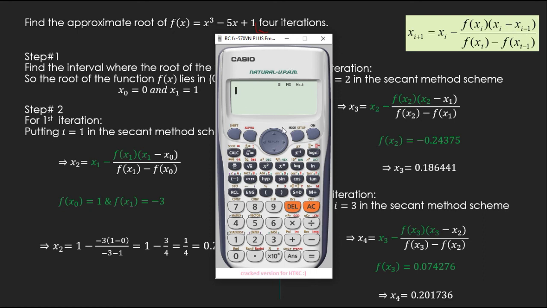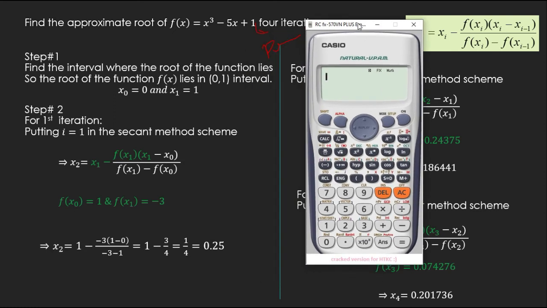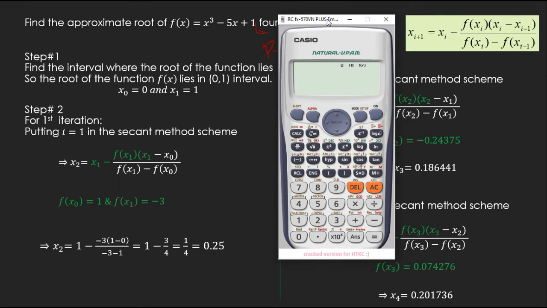So let us take the first guess as a. If I consider my first guess as a, then x0 will be equal to a, and what will be x1? x1 will be equal to b. So here in the scheme we have xi minus f of xi into xi minus xi minus 1. You need to write this scheme in your calculator. So I am trying to write it.